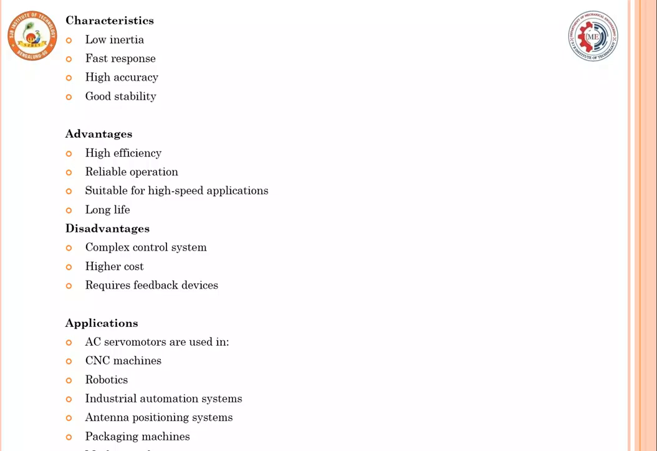AC servo motors are used in CNC machines, robotics, industrial automation systems, antenna positioning systems, and packaging machines. Like this, it extends to various automation systems where we can work to the maximum extent. The applications are not limited to these systems; they can be extended to other systems also.